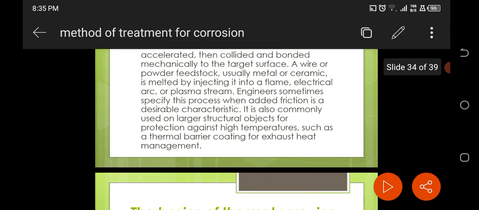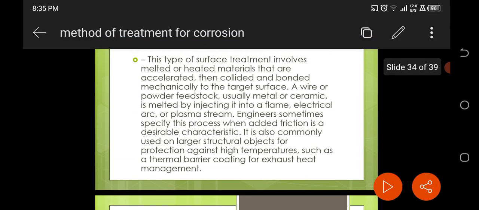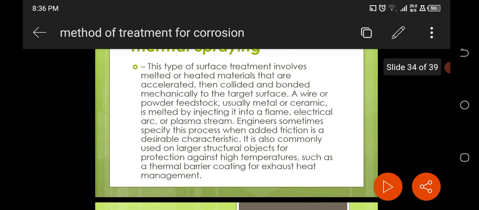Okay, if we talk about the application, engineers sometimes specify this process when added friction is a desirable property. Where we have to add some friction, we use this technique, or when we have to develop high temperature bearing material, we do this coating so that we can get material which has high temperature bearing capacity. Okay, so next we move toward the wire flame process.